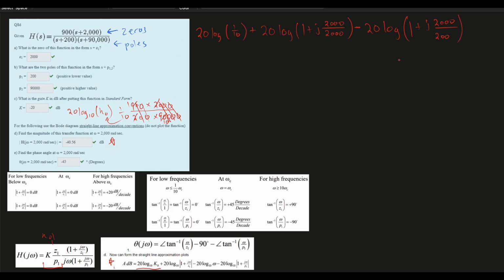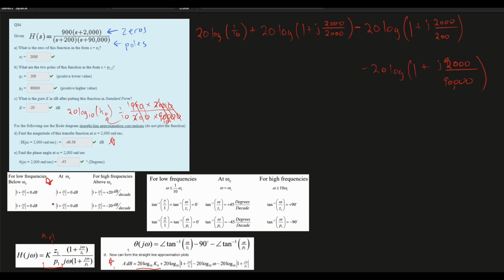And then we should also, I'm running out of room here, but I'll just come down here and do minus 20 log, and then we're going to have the same thing where we have 1 plus j. We're going to have our omega first, which is 2000, and then we are going to have 90,000 on the denominator. Now this is for ADB, and so we are going to be using this right here.